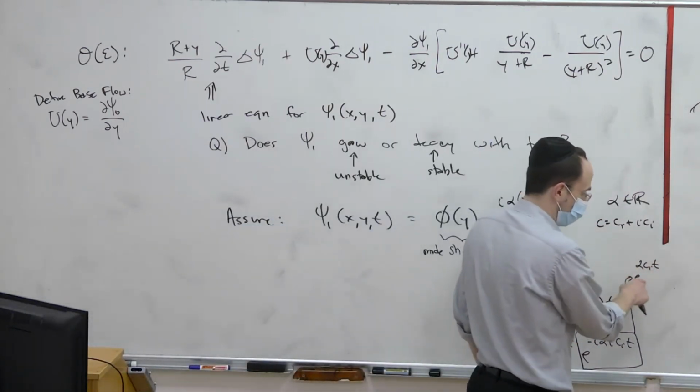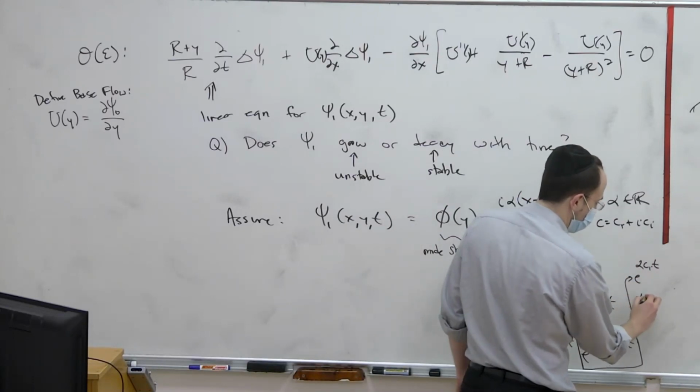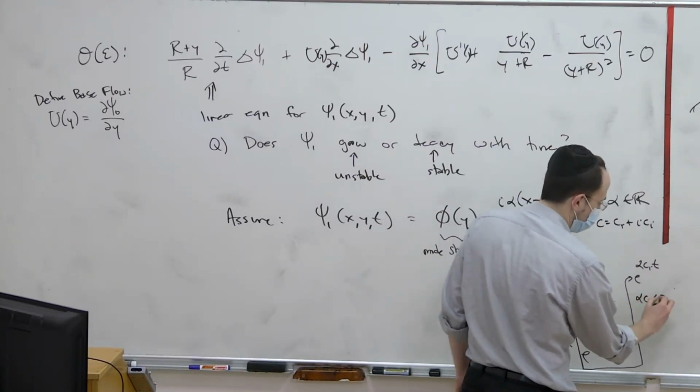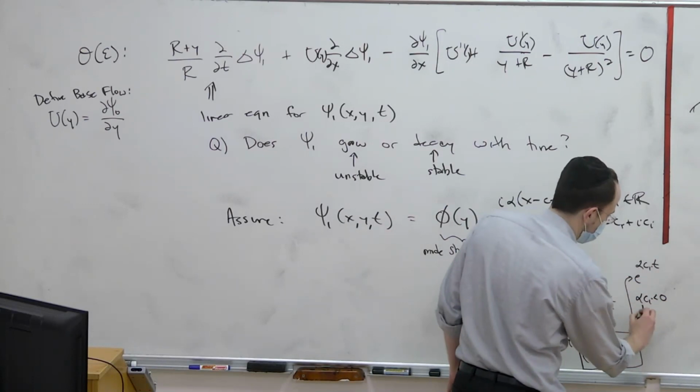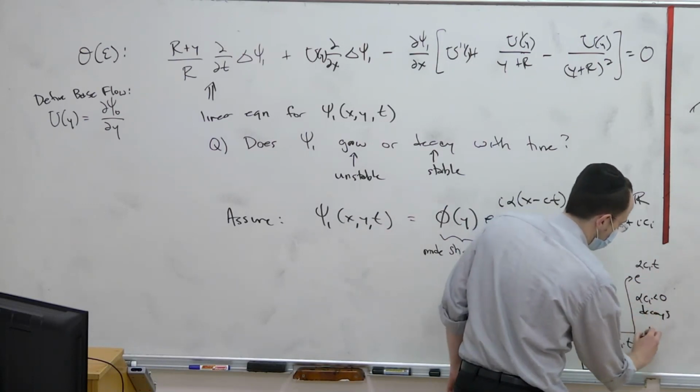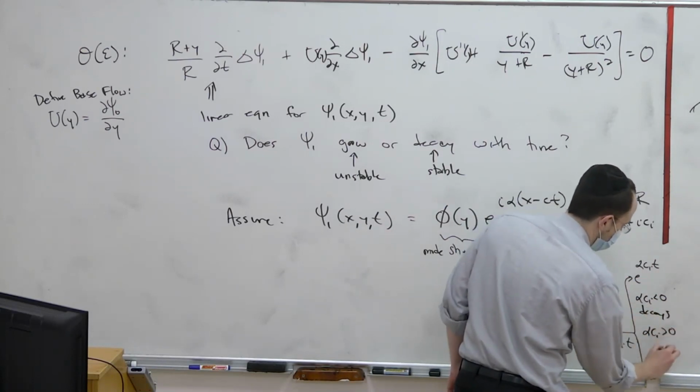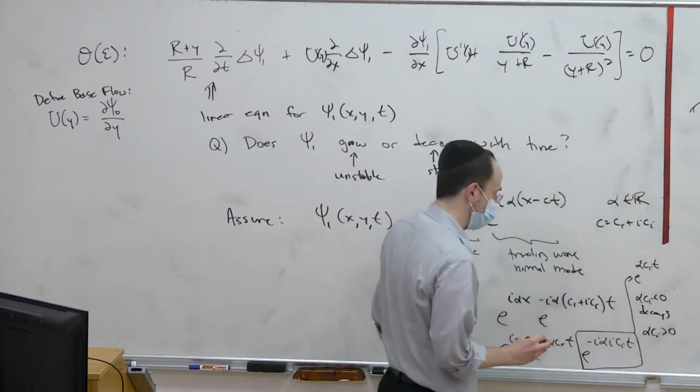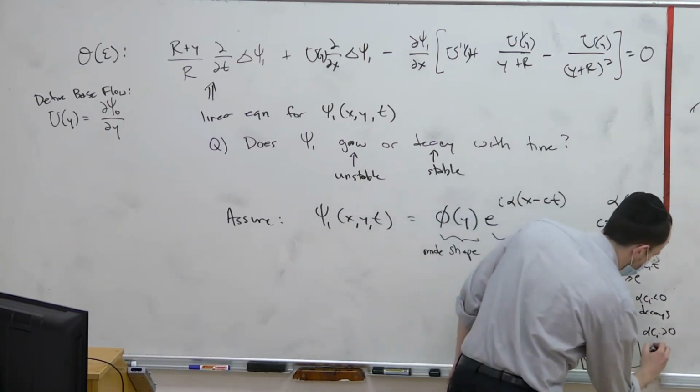Under what circumstances does this decay? Well, if alpha CI is negative, then it decays. If alpha CI is positive, then it doesn't. Right? So then it's going to grow.